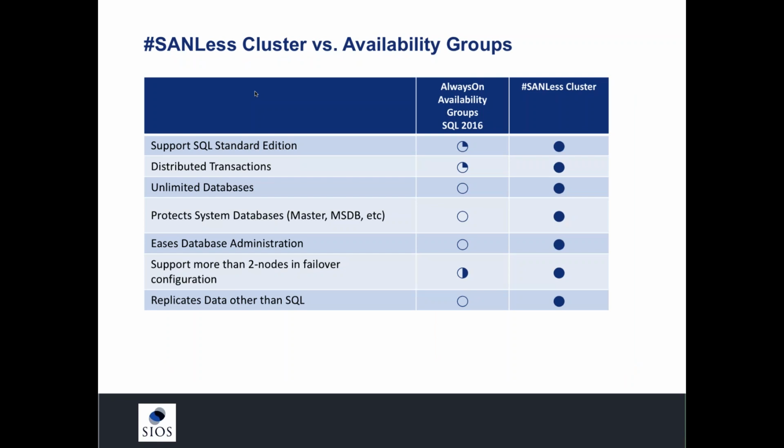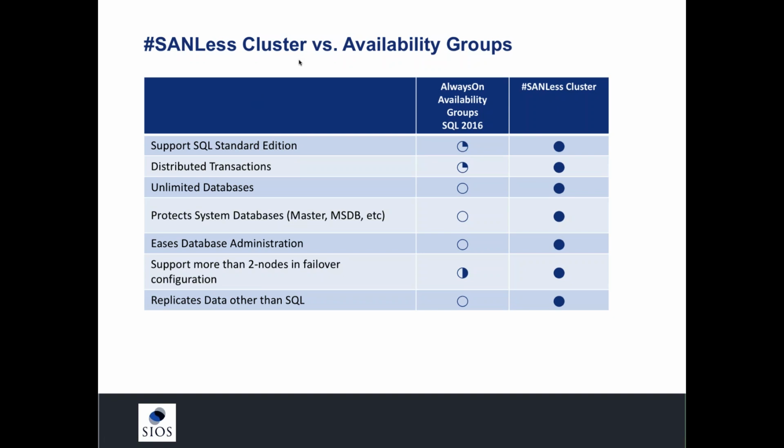Probably one of the biggest questions that we get asked is, well, how does this differ from availability groups? And there have been some enhancements, as you heard earlier, to SQL 2016. This just highlights, again, a SANless cluster with DataKeeper. It really gives you the best of both worlds, right?